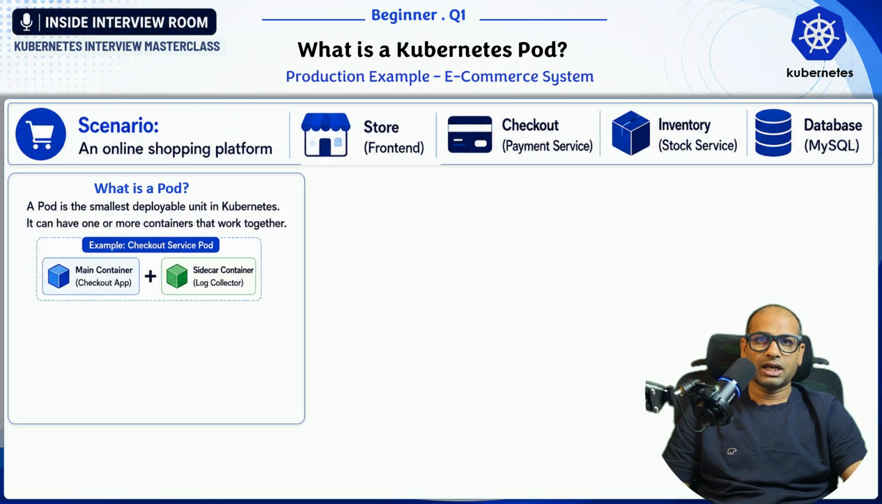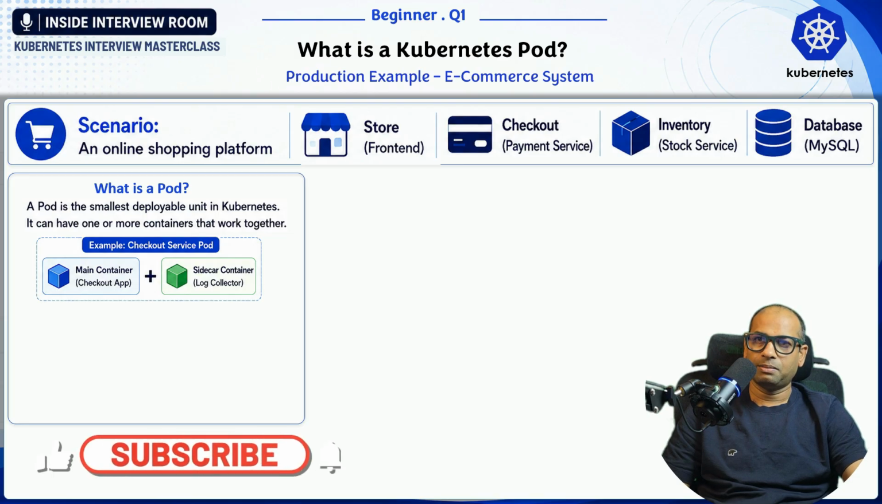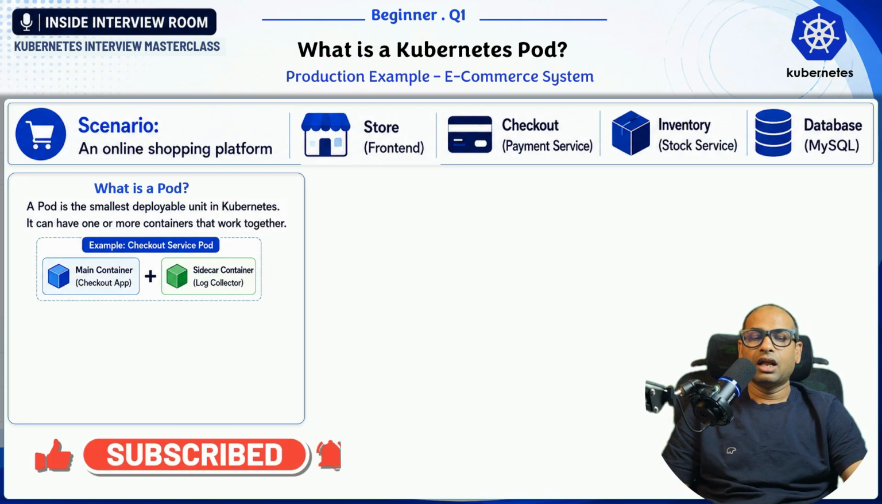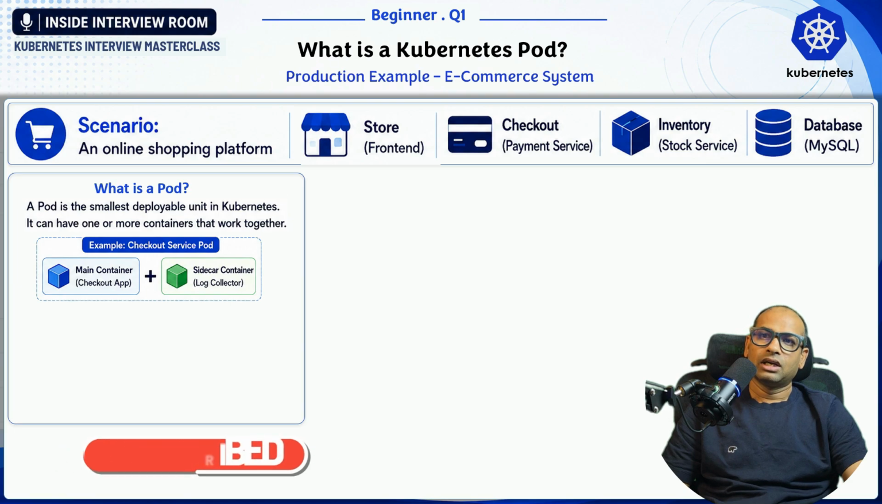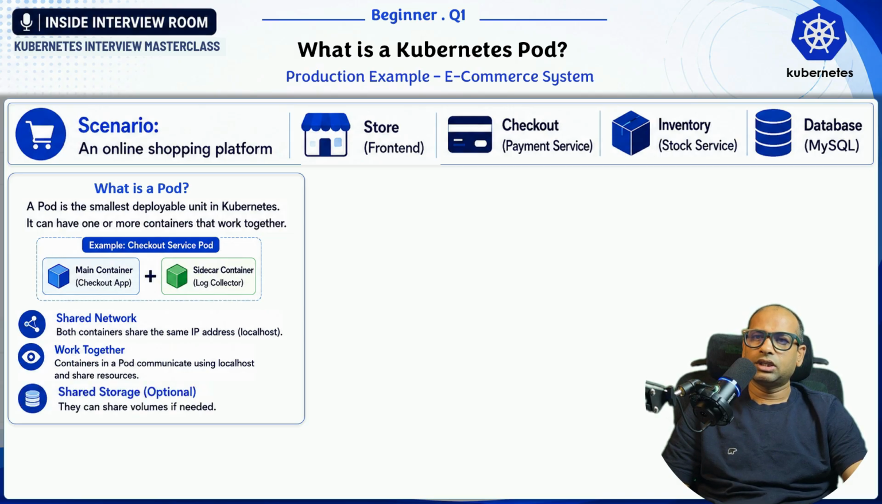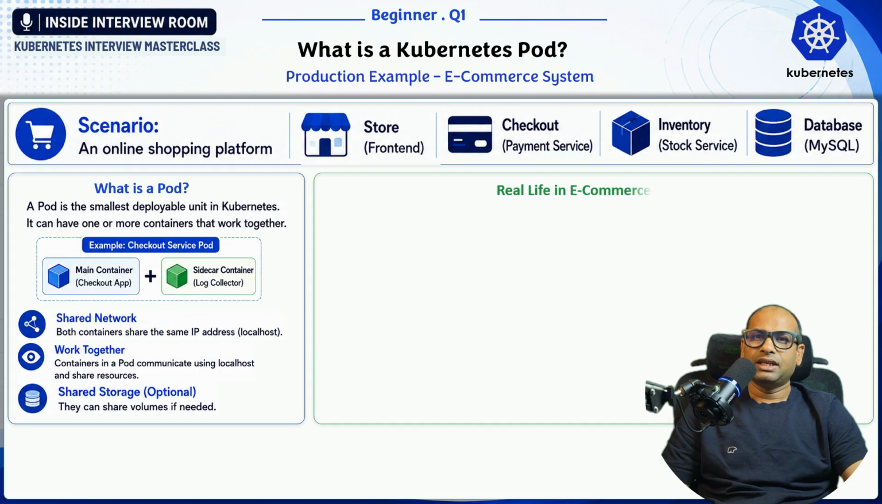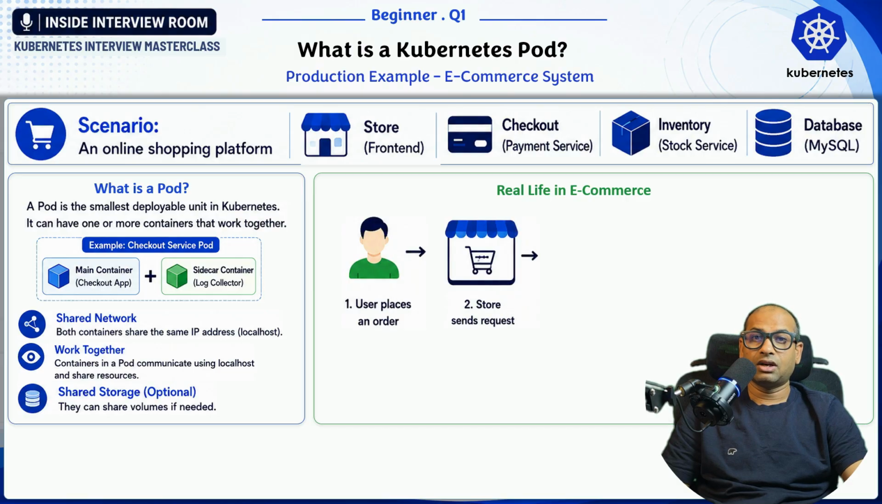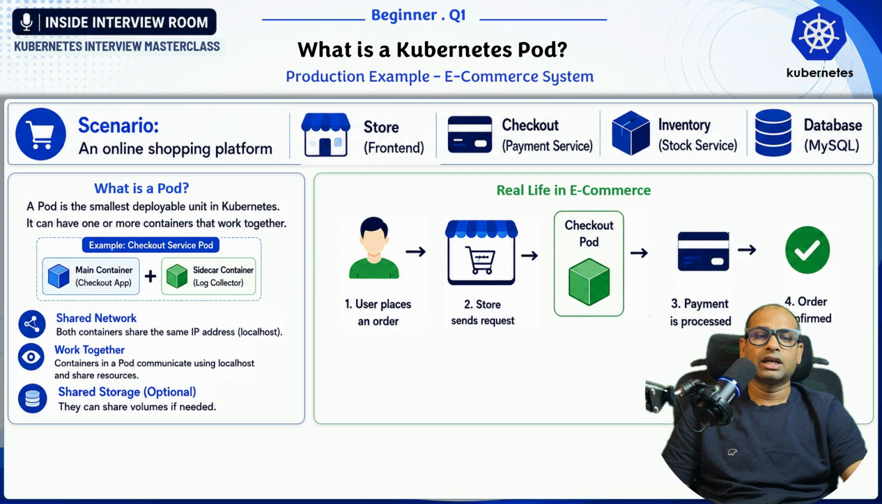For example, the checkout service pod has a main container, the checkout app, plus a sidecar container for log collection. Shared network: both containers share the same IP address and localhost. Containers in a pod communicate using localhost and share resources. Shared storage: they can share volumes if needed. In real life in e-commerce, a user places an order, the store sends the request to the checkout pod, payment is processed, and the order is confirmed.